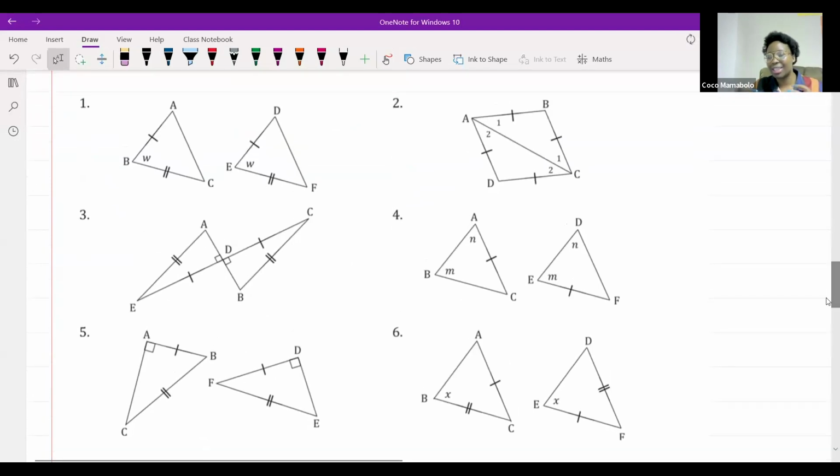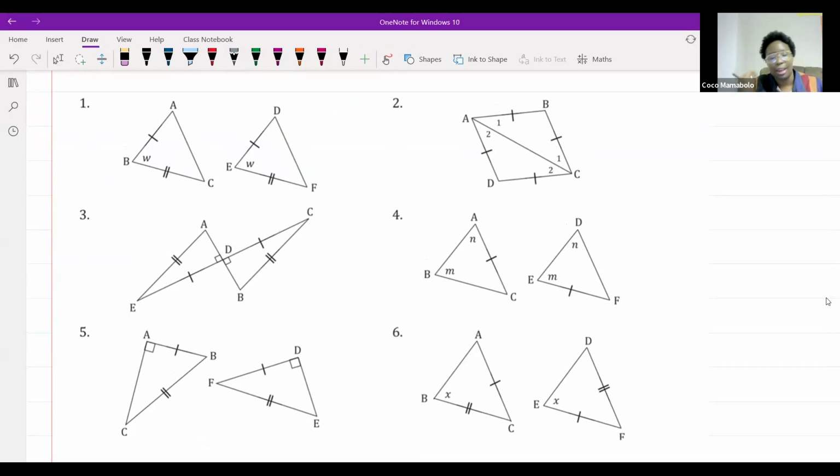Okay, we're going to decide together as a class. We're going to start with number 1 all the way to number 6. Are the two triangles congruent? We're going to start by saying yes or no. If we say yes, we need to give a reason.